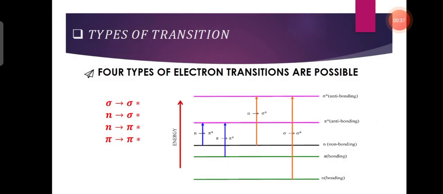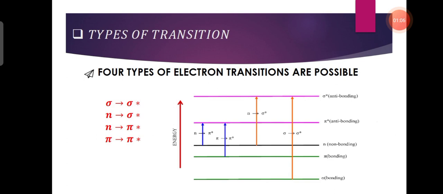Types of transition. Four types of electron transition are possible. First is sigma to sigma star transition. Second is n to sigma star transition. Third is n to pi star and pi to pi star transition. First, sigma to sigma star transition. An electron in a bonding sigma orbital in a molecule is excited to the corresponding antibonding orbital by the absorption of radiation. To induce a sigma to sigma star transition, it requires large energy.